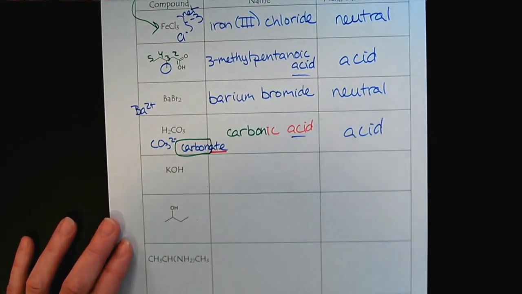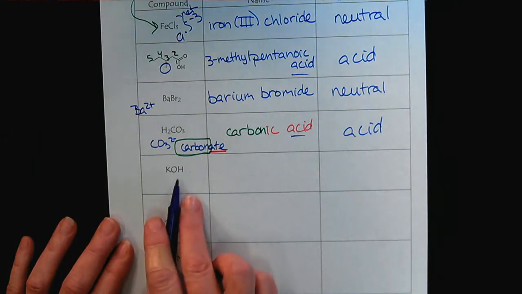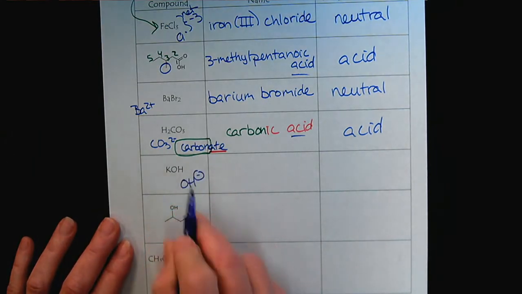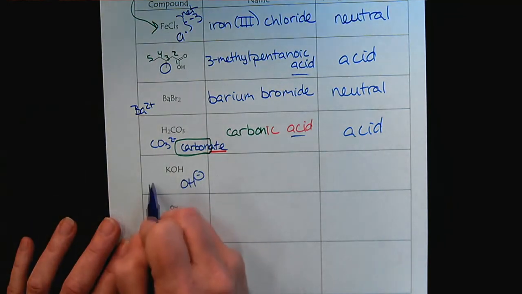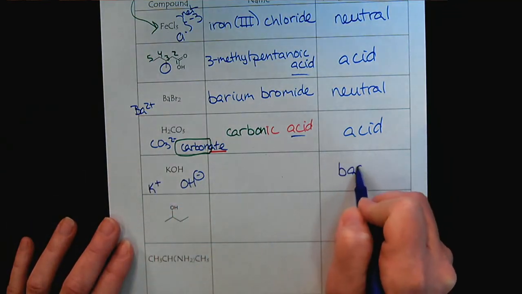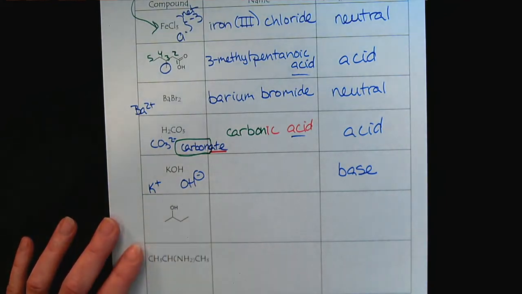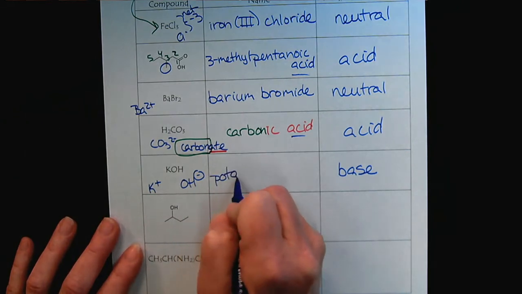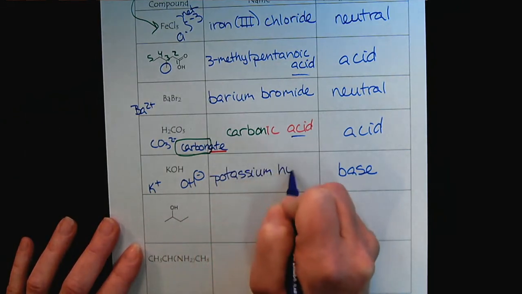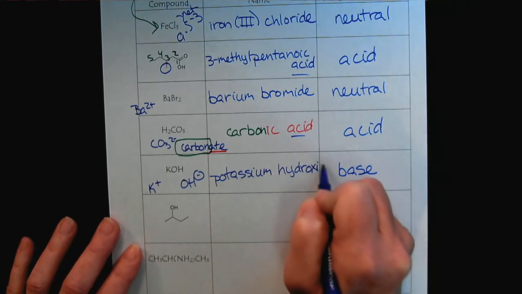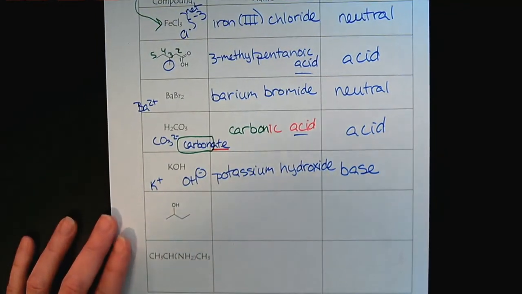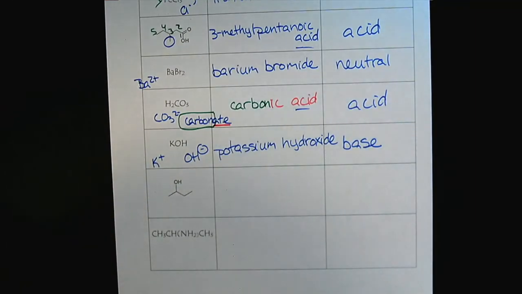Here we have another ionic compound. However, in this case, it's an ionic compound that will release hydroxide ions. So in this case, we refer to it as a base. In some contexts, you could think of acids and bases as a special type of ionic compound related to the hydroxide and hydrogen ions. So we would name this just like we would any ionic compound. So potassium hydroxide.